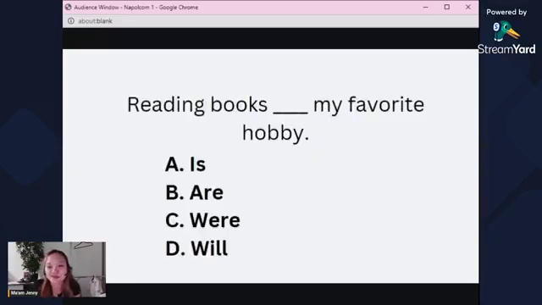Okay, next. O, diba? Answer ka agad. Guys, comment your answers. Reading books, blank, my favorite hobby. Is it is, are, were, or will? So dito, we can remove were, yung past tense ng are, and we can also remove will, yung future tense. So, is and are, we're left with that. And the answer here is, if you're talking about hobby niya, yung pagbabasa, it's just pagbabasa. So, it's is, okay?